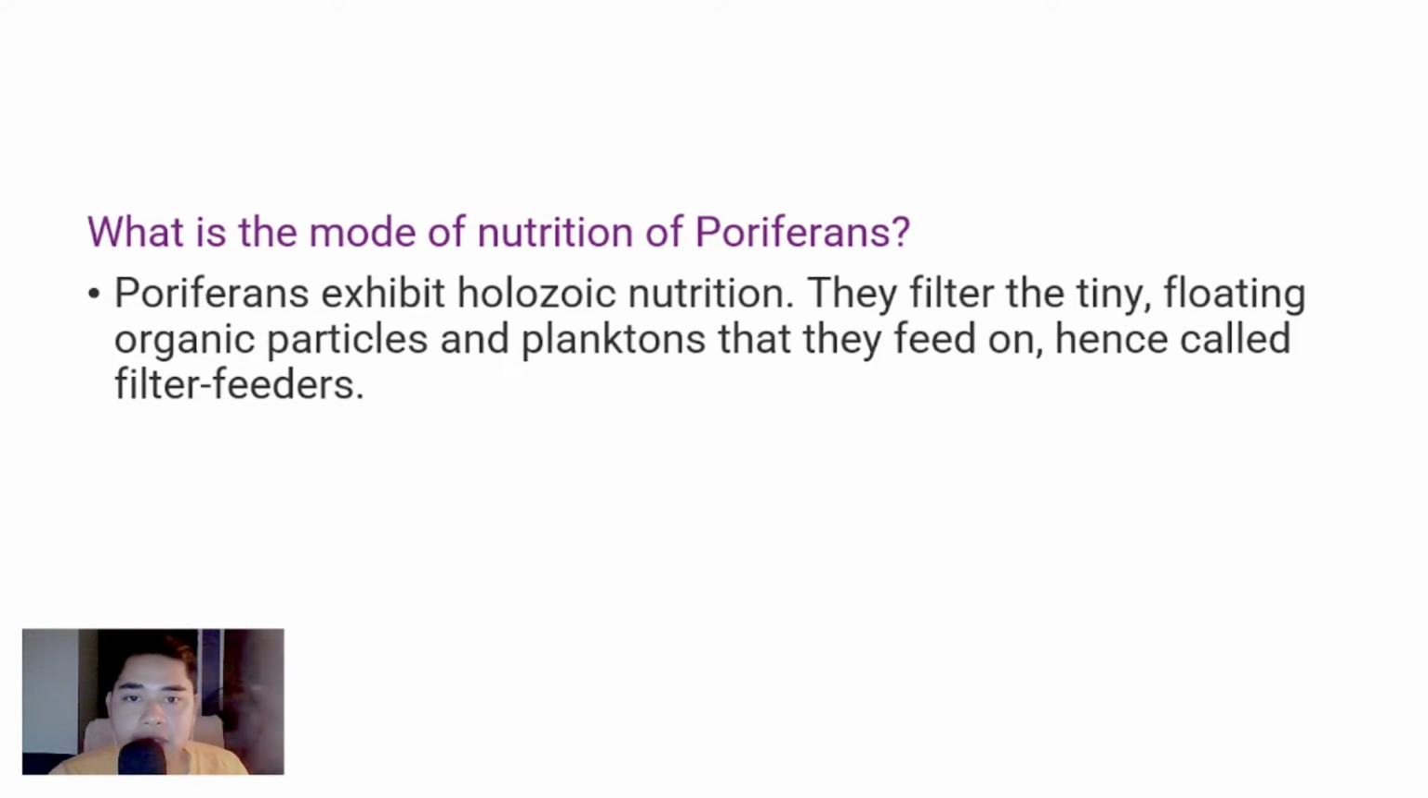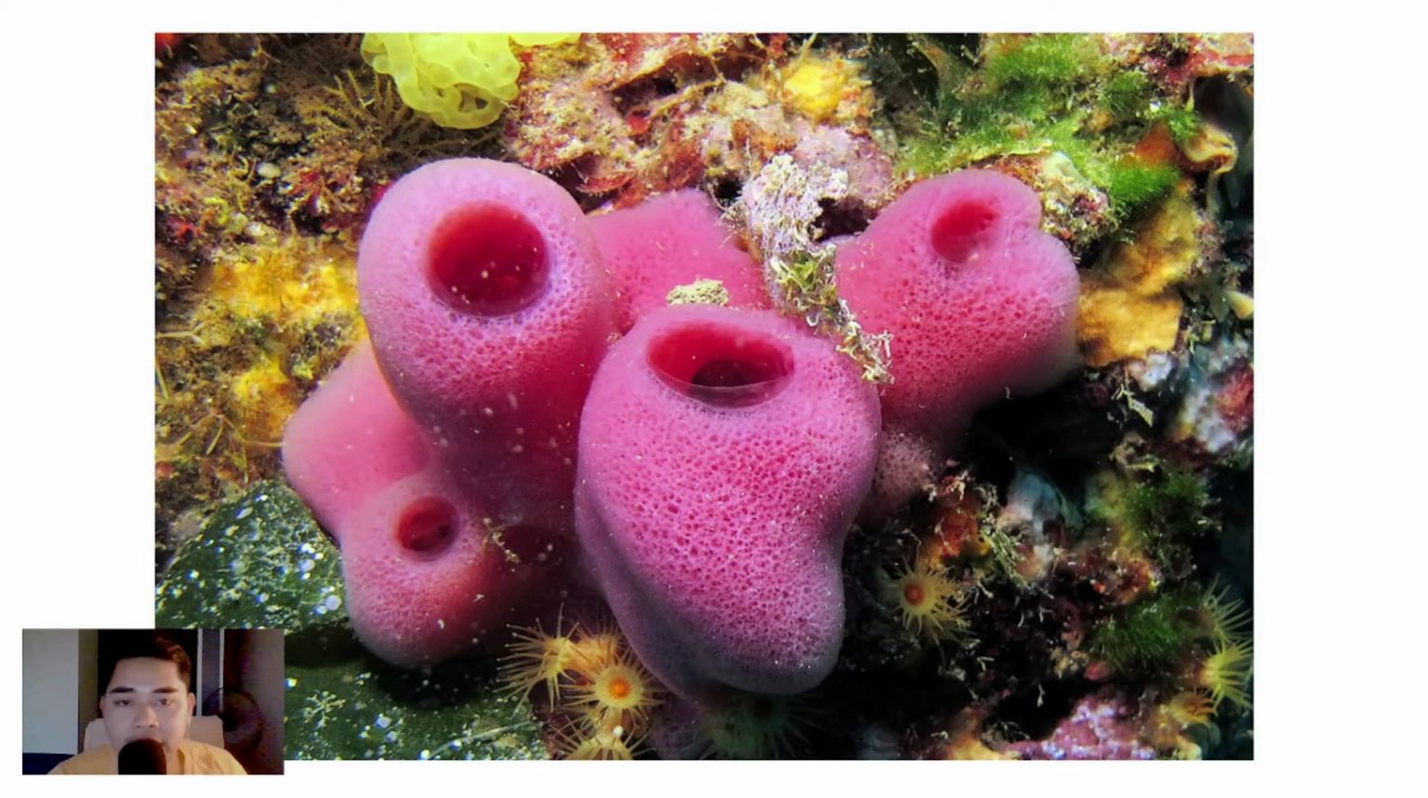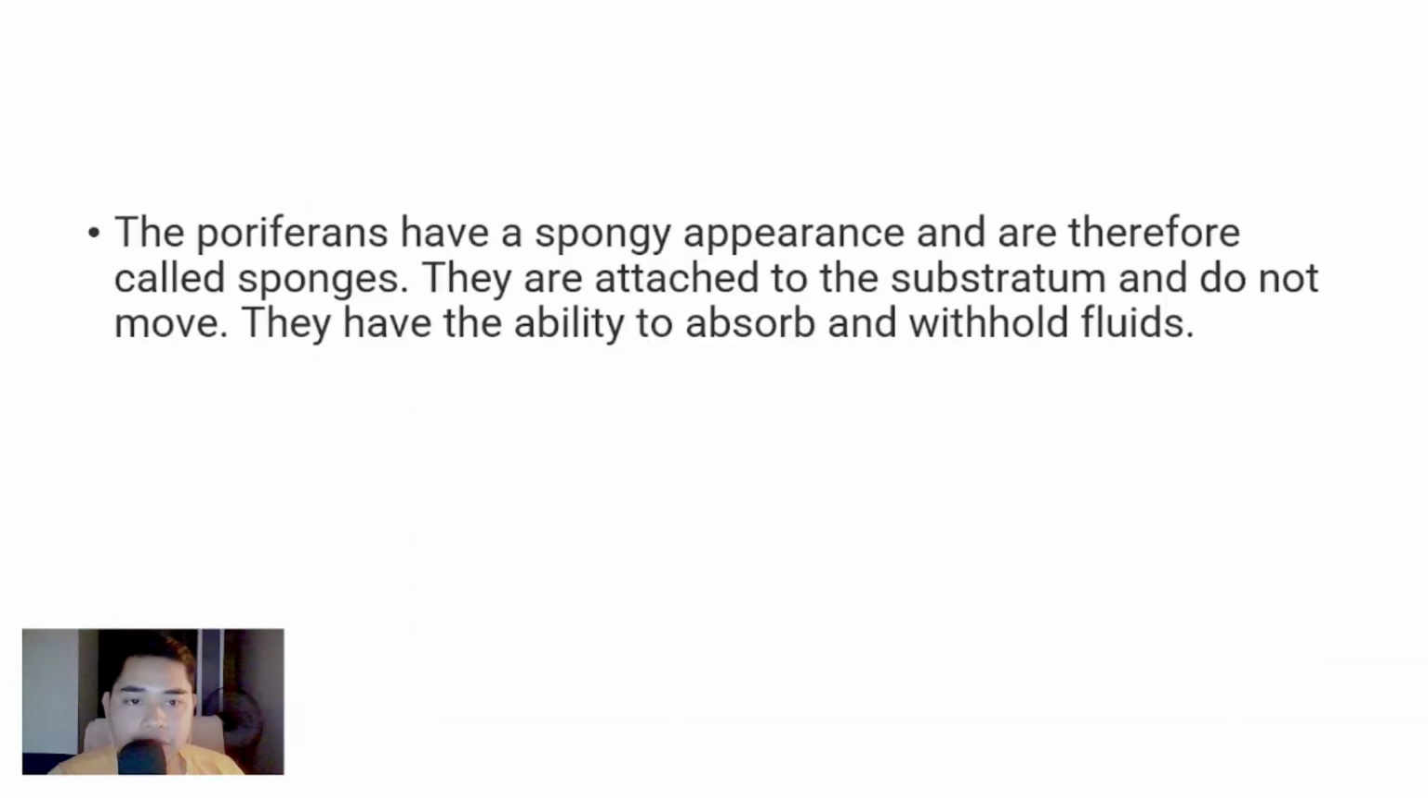What is the mode of nutrition of poriferans? So poriferans exhibit holozoic nutrition. They filter the tiny floating organic particles and planktons that they feed on, hence called filter feeders. So based on their structures, as you can see here, the food that they are getting would be trapped on that specific part. So sometimes it would go inside the holes, and then they would be absorbing those nutrients, those planktons, as their main source of food.